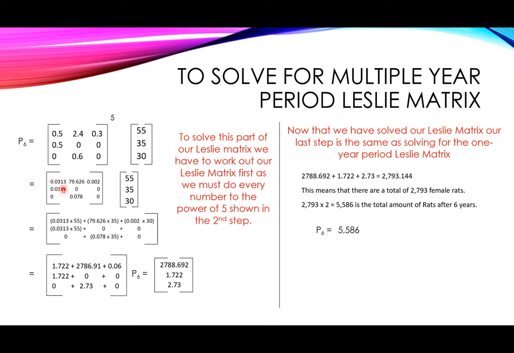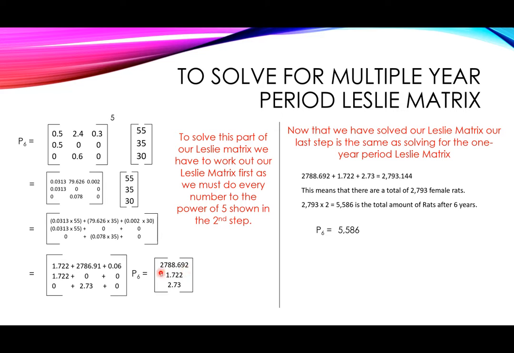Because once we get to here, we go back to our single year period matrix, and it is very similar from here on out. We just take this number here, which is technically our birth rate 1, times 55, plus our birth rate 2 technically, times 35, and then add this 0.002, which is our birth rate 3, times our initial population down here. And that gets us our first row down here. And then we do the other two the same, and we get our numbers down here. And we can bring them out and add them all up.